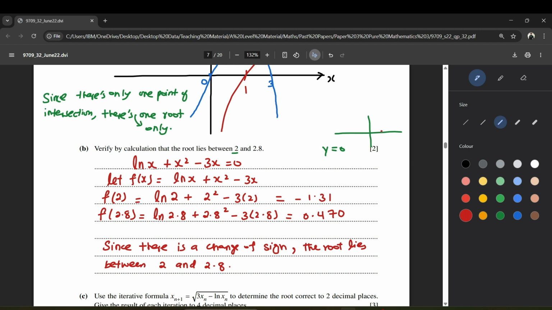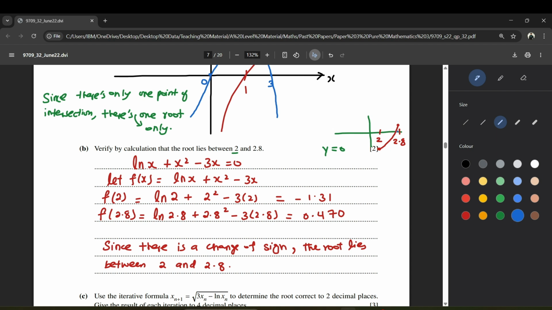All right, so let's say that this is 2 and this is 2.8. Now the value of y when x is equal to 2 is a negative value, so that means it is over here somewhere. And when x was 2.8, the value of y became positive, so let's say it is over here somewhere. So that means the graph has cut the x-axis somewhere between 2 and 2.8.